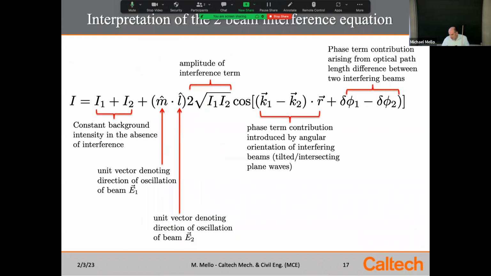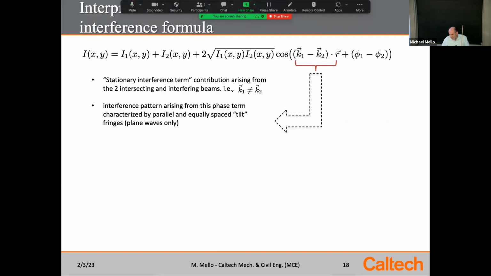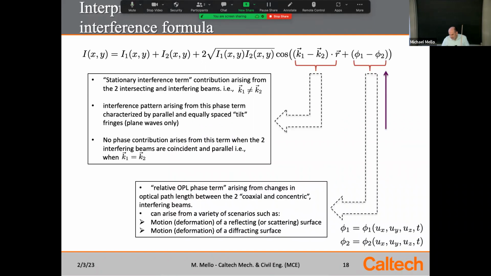So let's now start looking at the cases. I've already spent a few minutes telling you this: a stationary interference term. Depending on whether K1 equals K2 or not, something's going to arise from this term and some contribution is going to come from this term, and we're going to look at them separately.